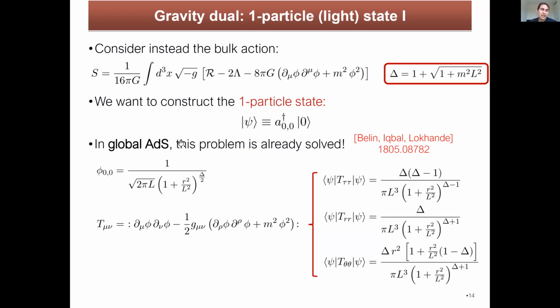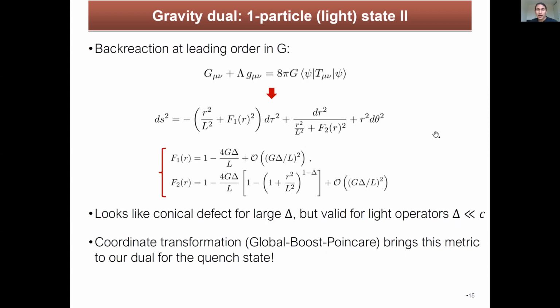Now, fortunately, this problem was already solved in global AdS a couple of years back, so I'm just going to take their results here. First, what you can do is compute the stress energy tensor in the bulk, by which I mean the stress tensor in this one particle state. These are the results taken from this paper. Then, once you have that expectation value, you can use the semi-classical Einstein equation to solve for the back-reacted geometry. That also was solved in that paper.